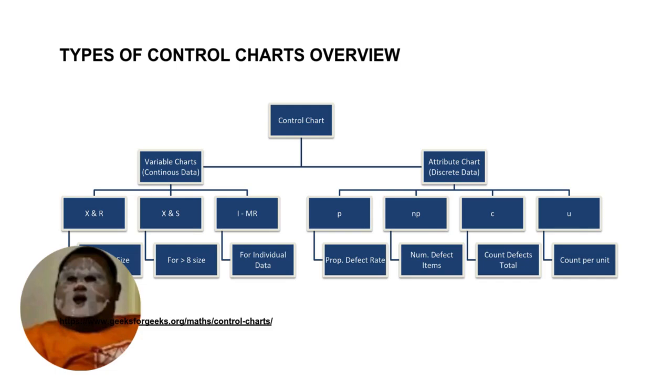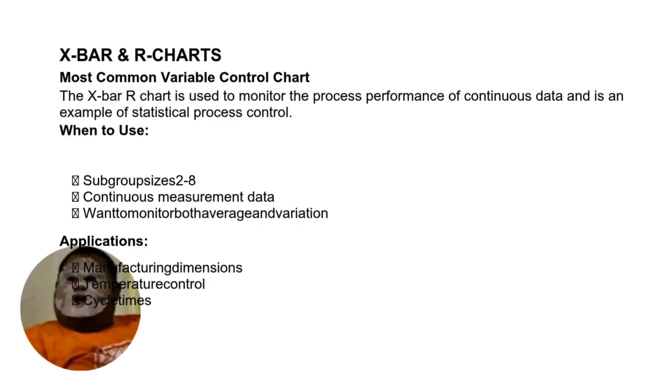Next are the types of control charts. There are two: variable charts, which consist of continuous data, and attribute charts, which consist of discrete data. First, we talk about the variable charts. X bar and R is used for sample sizes between 2 to 8. X bar and S is for sample sizes more than 8. IMR is for individual data. Moving on to the attribute charts: P is for proportion defective rate, and NP for number of defective items. C counts defects, and U is count per unit.